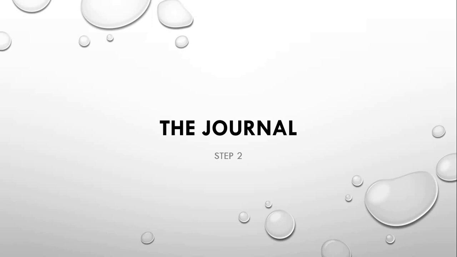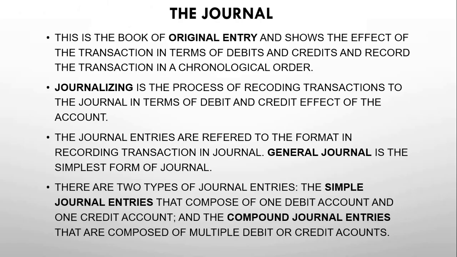Now, let's start with the journal. So this is step 2. So, the journal. So, ano ba yung journal? So, journal is the book of original entry. Oh, remember, this is the book of original entry. And it shows the effect of the transaction in terms of debits and credits and record the transactions in a chronological order. So, when you say chronological order, yung mga transactions that happened earlier will be posted earlier.